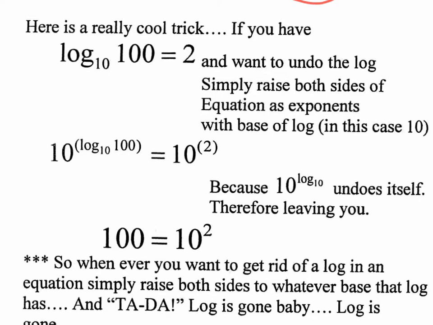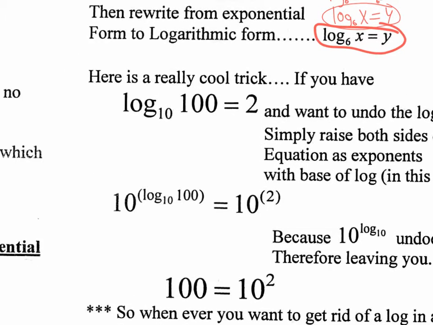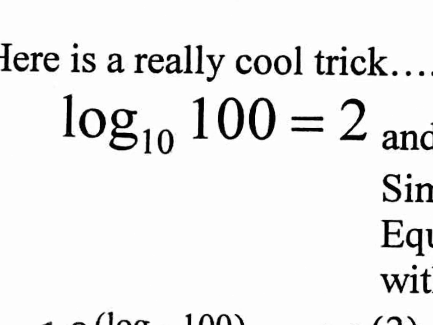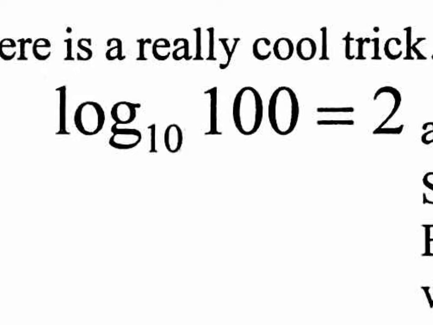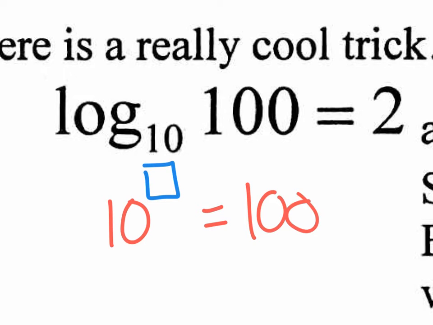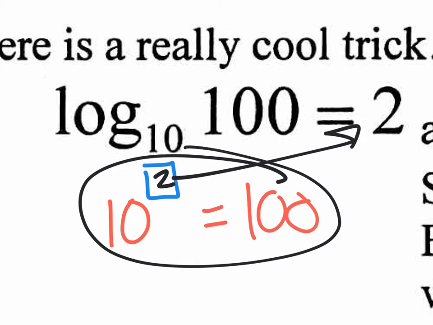So here's a really cool trick. Let's say you had, we already know this for a fact. We know that log base 10 of 100 equals 2. Now what if I asked you why? Why is log base 10 of 100 equal to 2? You would say because, what? Exactly, because 10 to the power of 2 is 100. That's why the answer is 2. This is the explanation for it, but the answer is 2. So we all understand that, right?